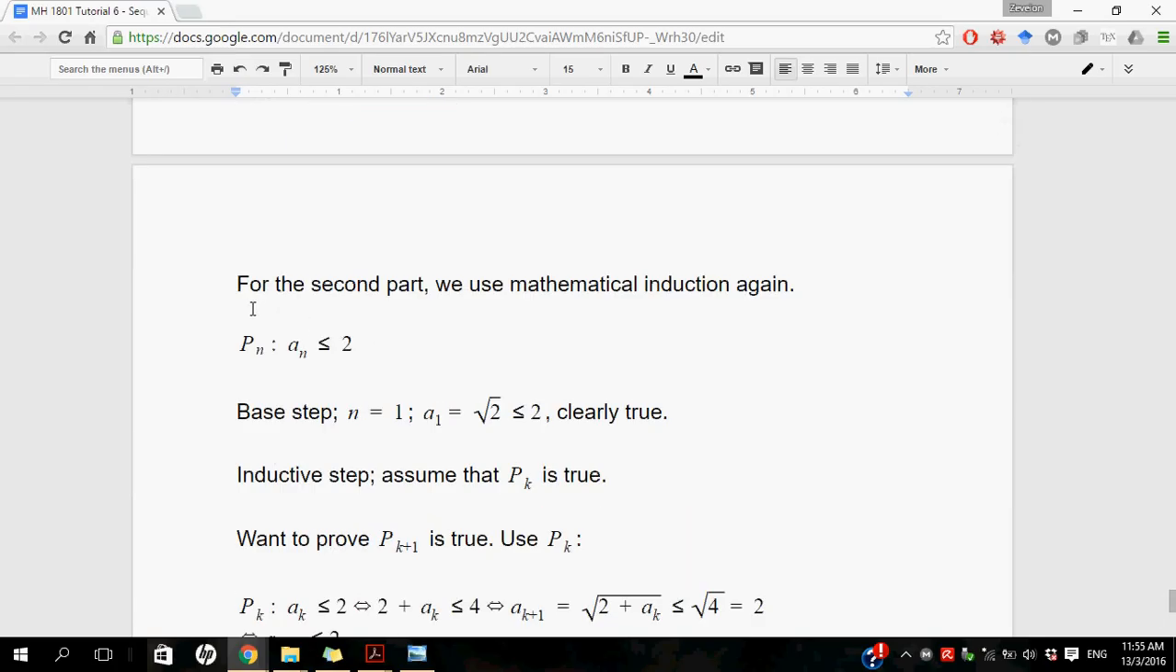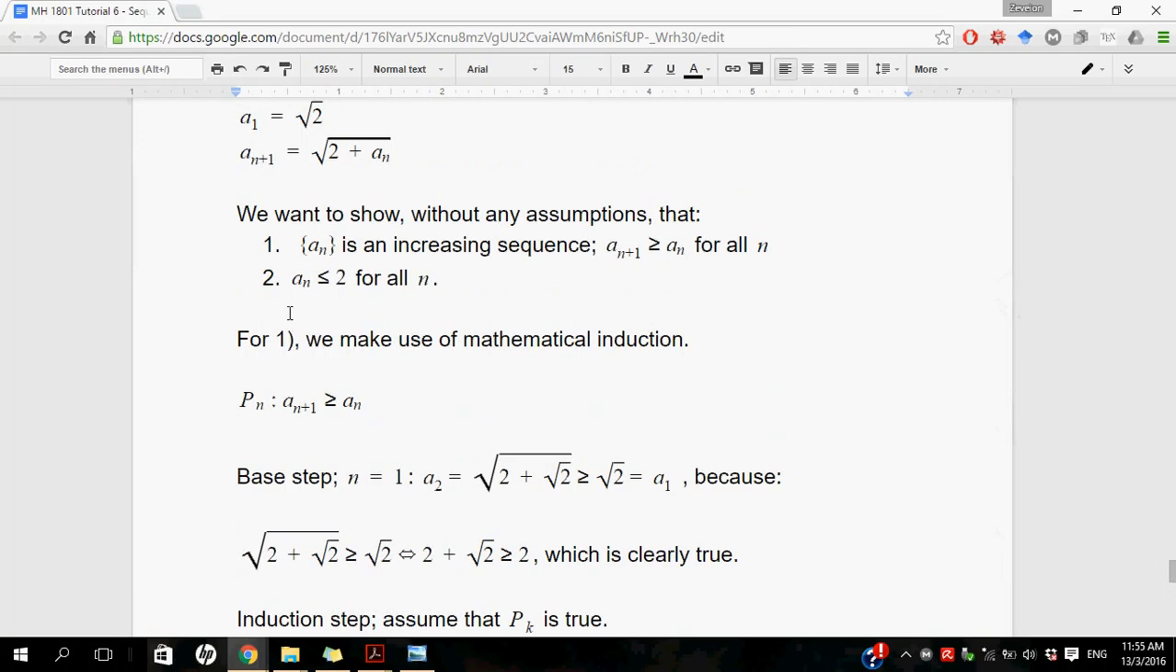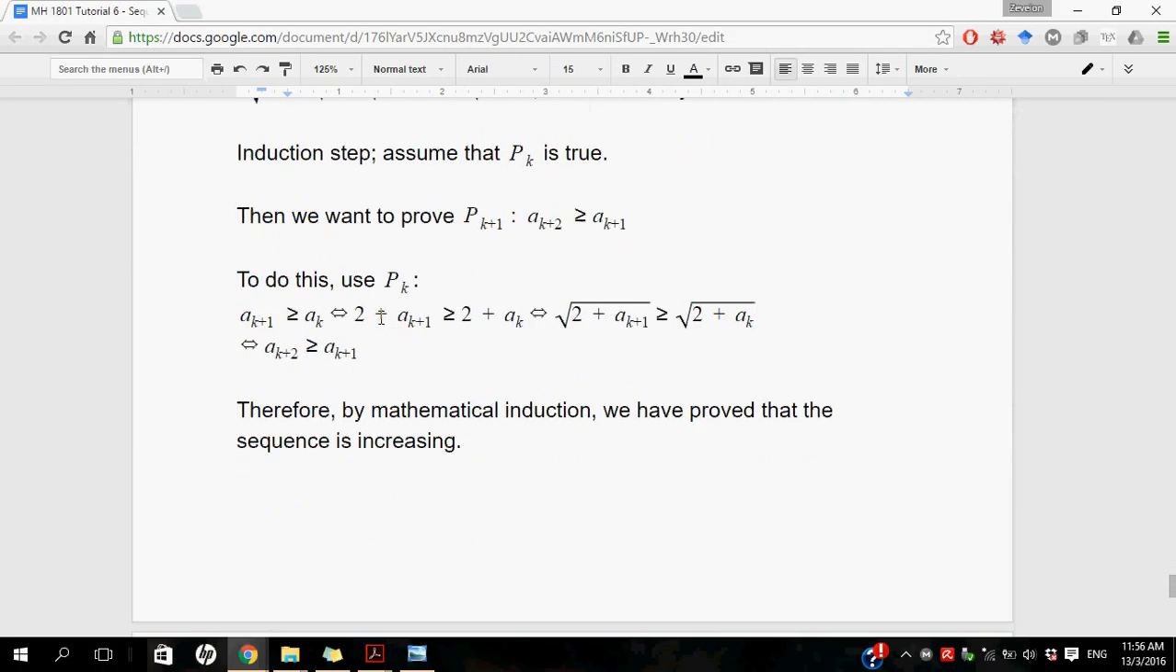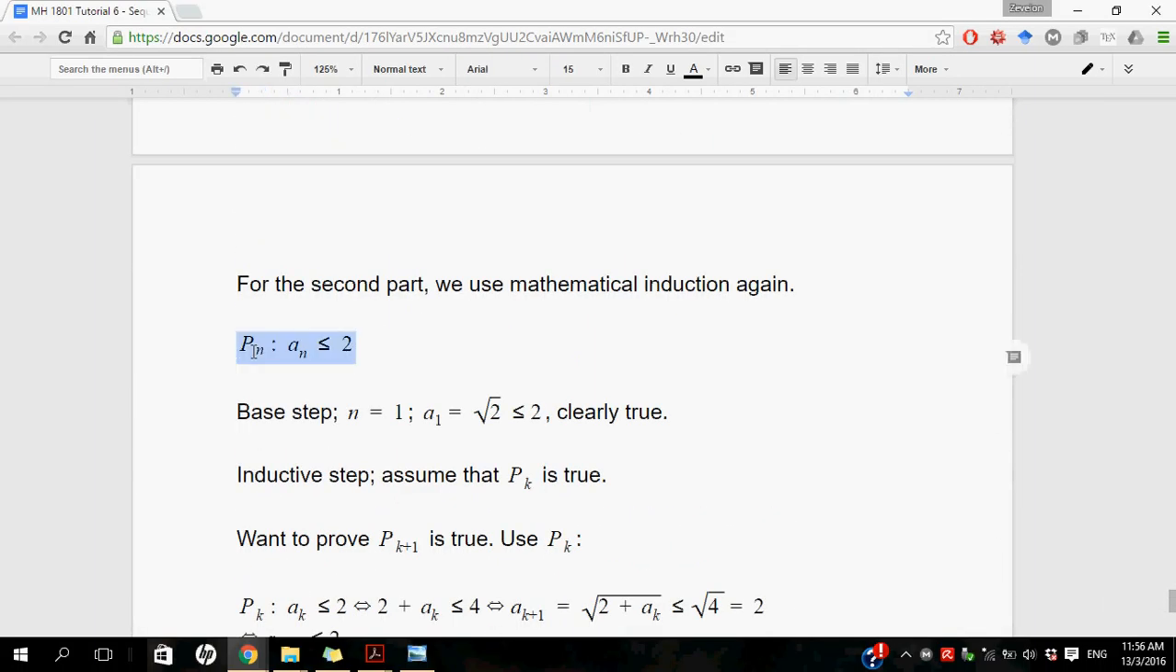For the second part, once again we will make use of mathematical induction. What is the statement that we're trying to prove? It is that An is less than or equal to 2 for all values of n. So the statement that we have to look at is Pn, which is An less than or equal to 2. We begin with the base step, so we will set n equal to 1. In this case, we will look at a1, which is given by the value square root of 2, and certainly it is true that it is less than or equal to 2. That is clear for us. So the base step is true.